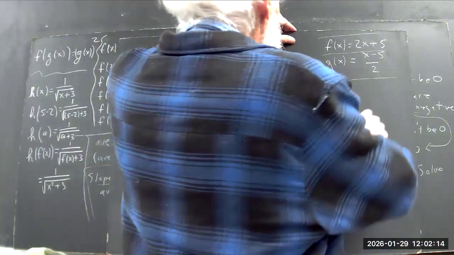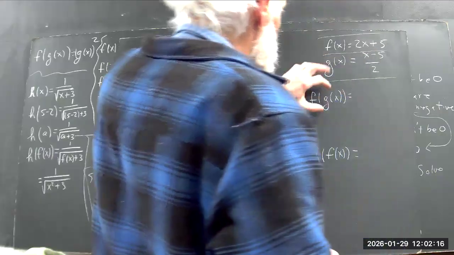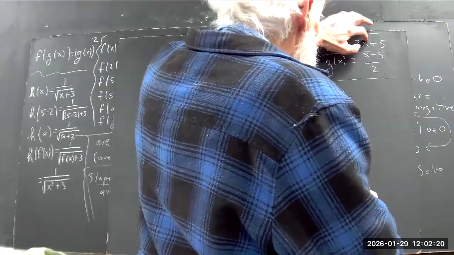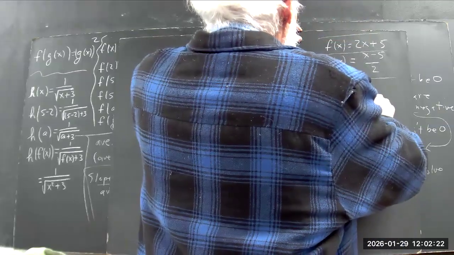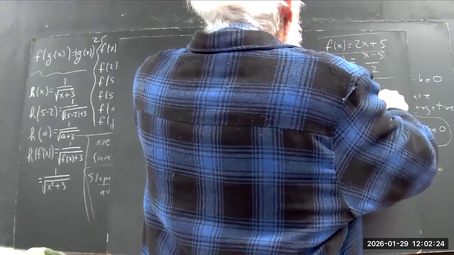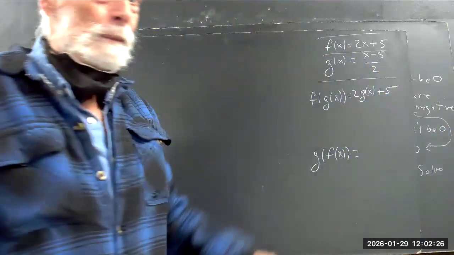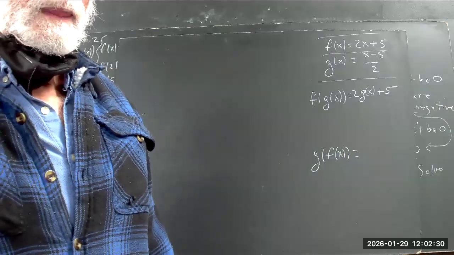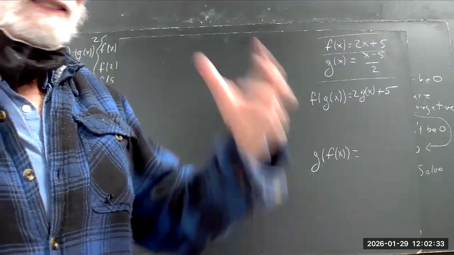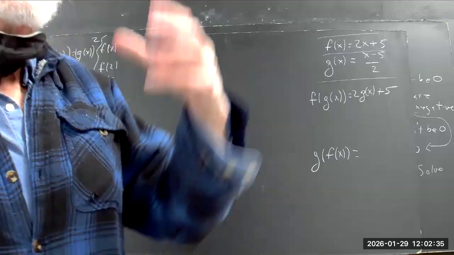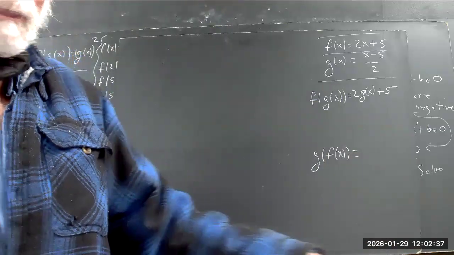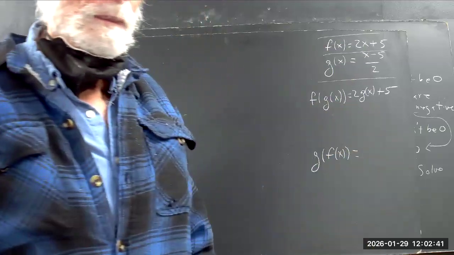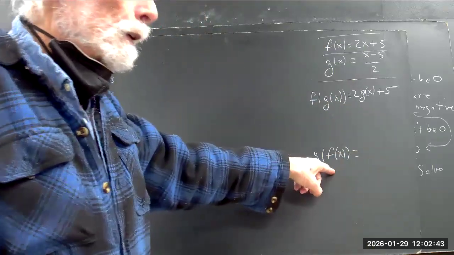F of g of x, f of x is 2x plus 5. So you replace x by g of x. You replace this x by g of x. You get 2 g of x plus 5. Never skip that step. Okay? I see what you're doing and you're thinking right, but you're thinking about two things at one time. Think about one thing, we're replacing x by g of x. Okay, then do the same here, write down what you get.